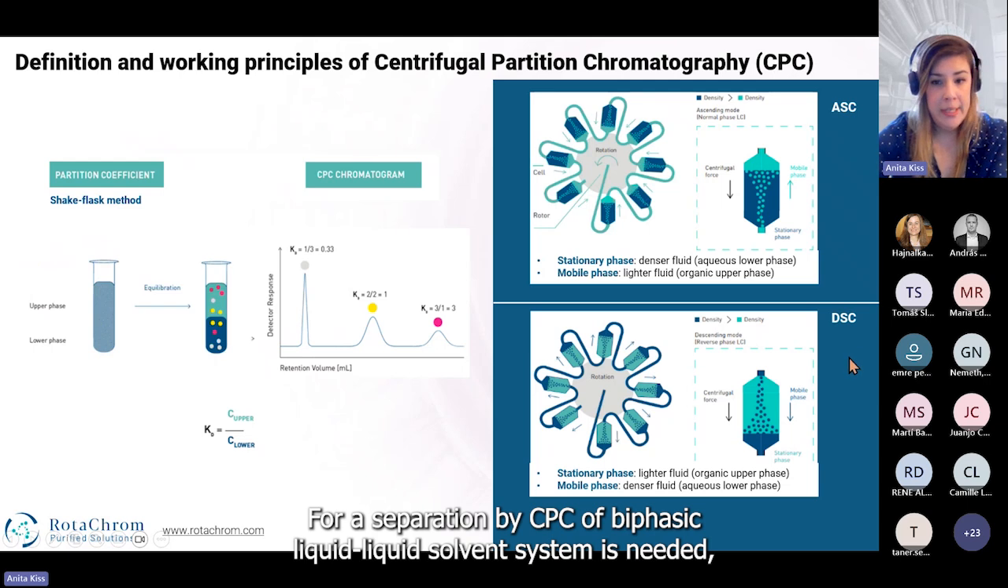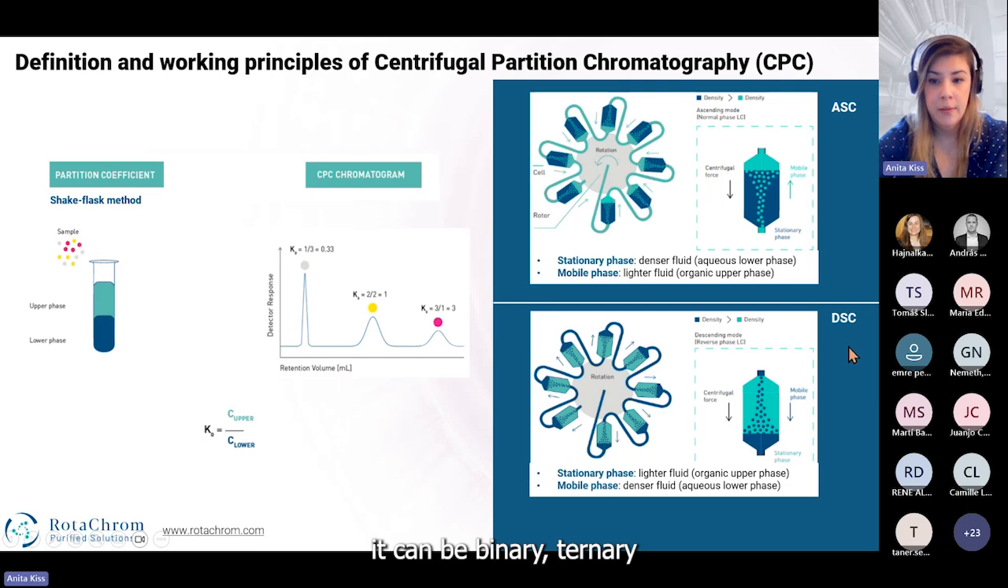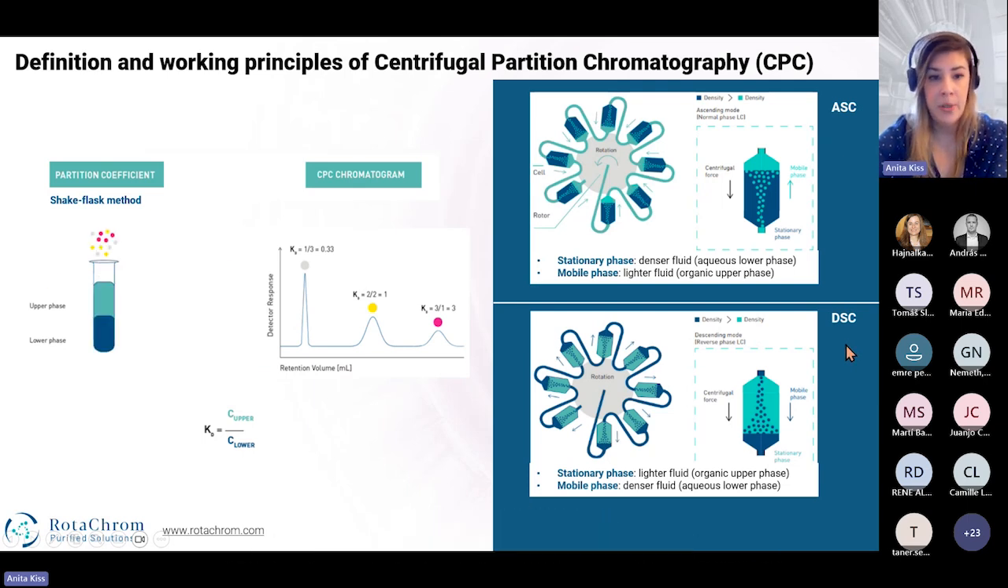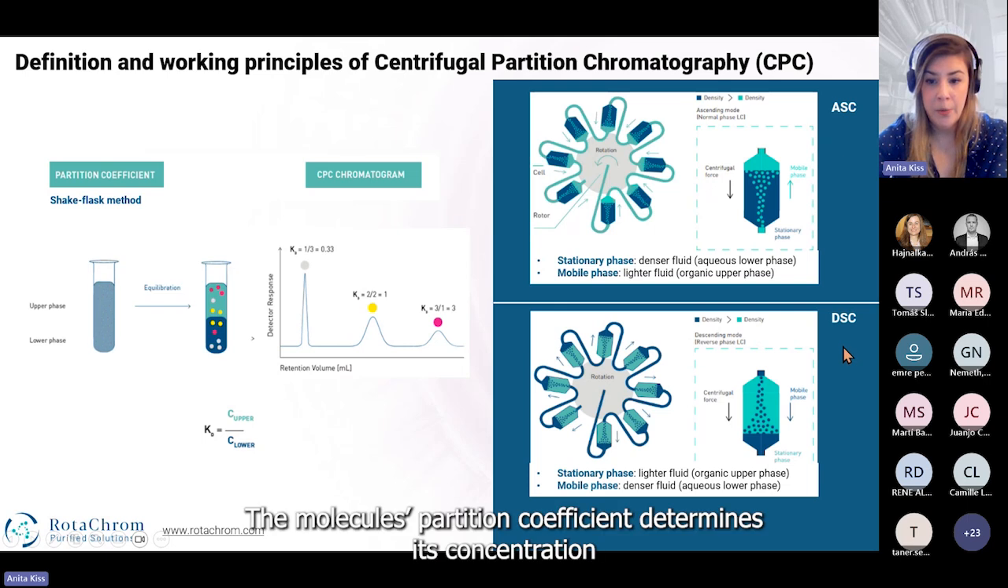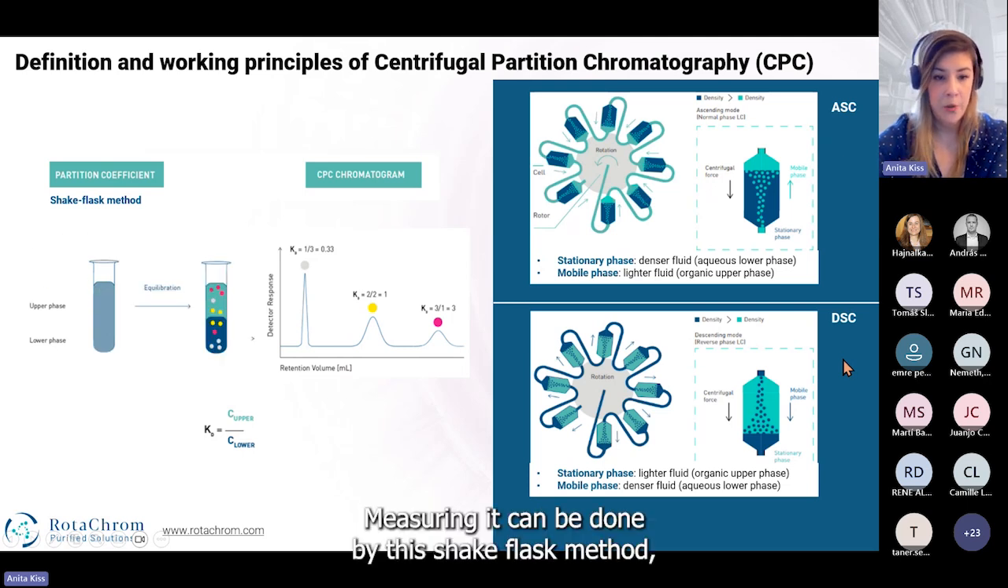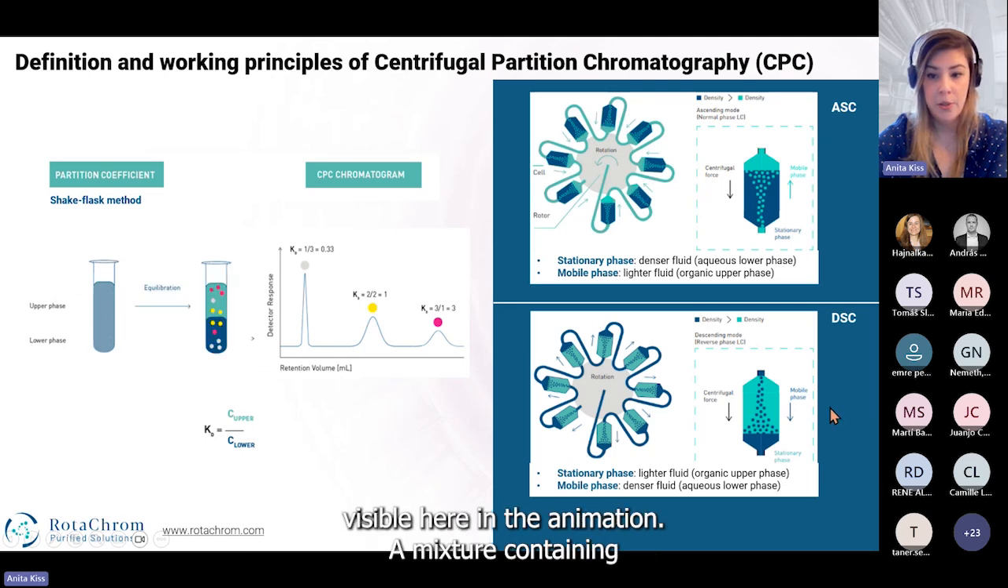For a separation by CPC, a biphasic liquid-liquid solvent system is needed. It can be binary, ternary, or even quaternary, and by their density difference, separation occurs. A molecule's partition coefficient determines its concentration in the two phases of an immiscible solvent system. Measuring it can be done by this shake flask method visible here in the animation.